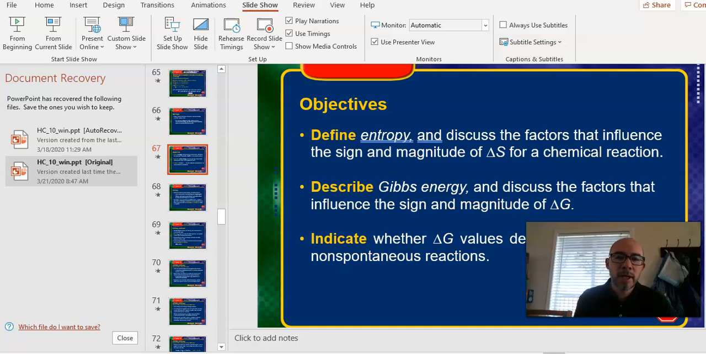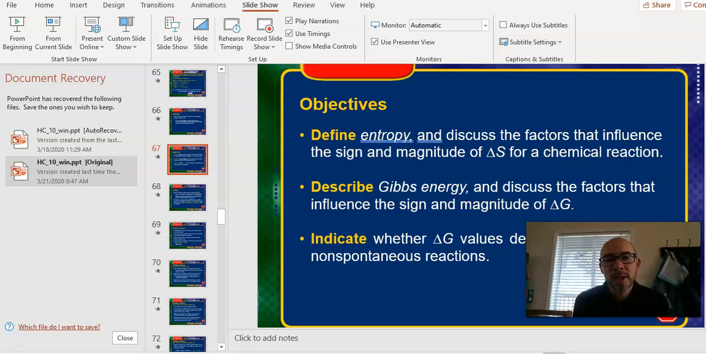We're going to look at defining entropy and discuss the factors that influence the signs and magnitude of entropy, given the symbol delta S, change in entropy for a chemical reaction. We're going to have another symbol, and that'll be delta G. That'll be for Gibbs energy, a scientist who wanted to know the total available energy for a reaction. And then we're going to have one really important equation: delta G equals delta H minus T delta S. We'll see that in a little while. You'll see it later in your section.